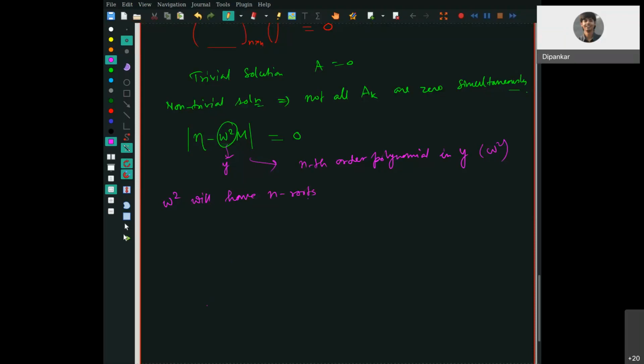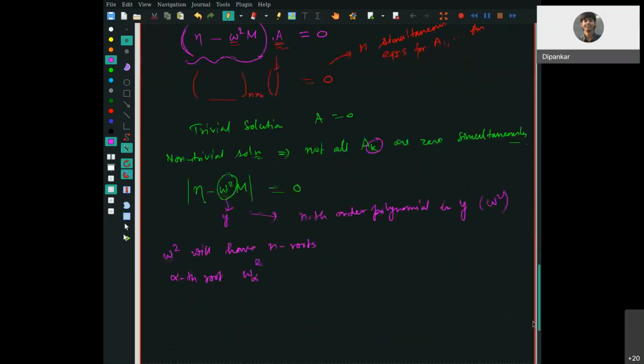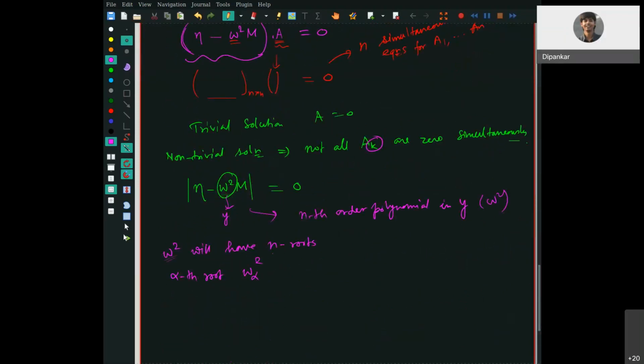Okay, the alphath root. So when I am talking about the root of omega square, and I will talk about the alphath root, I would be denoting it by omega alpha square. So the roots would be denoted by the Greek symbol, and the coordinate components would be denoted by Roman symbols like j, k, etc. Okay, so it will have n roots.